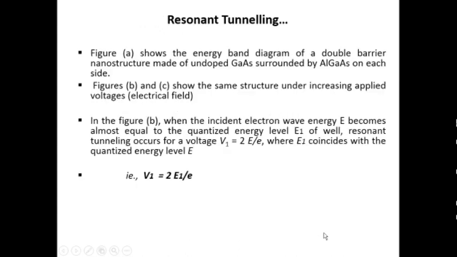Now we will see the resonant tunneling effect of a double barrier nanostructure under the influence of an electric field. Figure A shows the energy band diagram of a double barrier nanostructure made of undoped gallium arsenide surrounded by aluminum gallium arsenide on each side. Figures B and C show the same structure under increasing applied voltages. That is, we apply an electric field to the quantum well of the nanostructure.